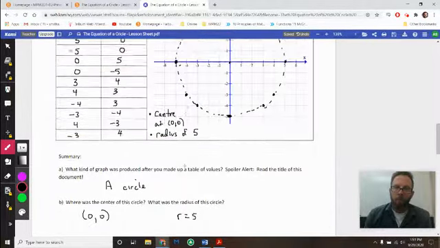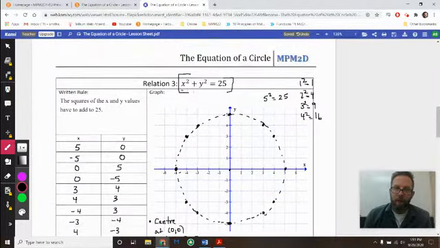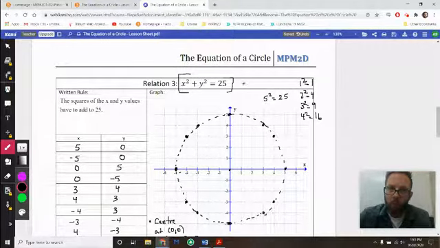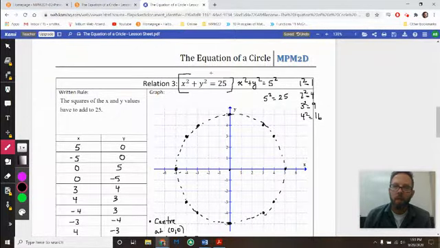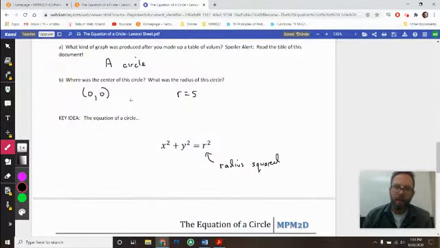So you can see in our previous example, the one we drew, that we had x squared plus y squared equals 25. Well, 25 is 5 squared. And so now you can see the connection between how we write the equation, x squared plus y squared equals r squared. The radius isn't 25. It's the root of that. It's 5. And whenever you have a circle in this form, the center of the circle is always at (0, 0).